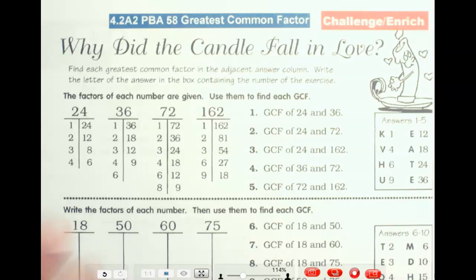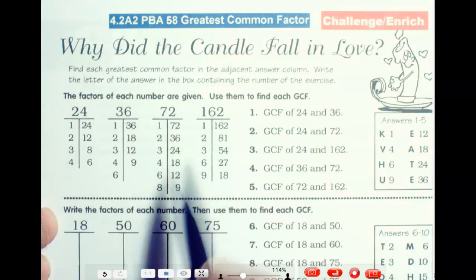This is a tutorial on 4.282 PBA 58, finding the greatest common factor. Let's work through a couple of problems in each of these. The factors of each number are given. Use them to find the GCF.